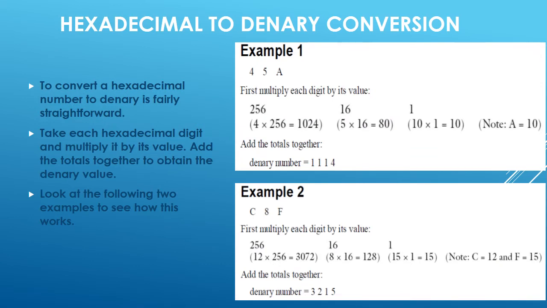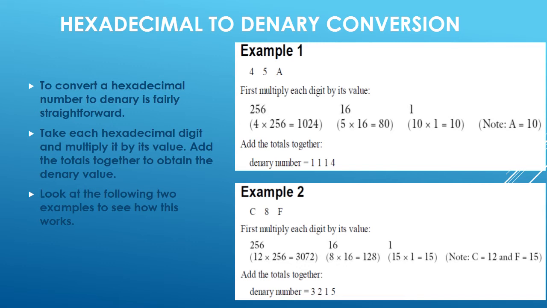To convert a hexadecimal number into the equivalent denary number is fairly straightforward. Take each hexadecimal digit and multiply it by its value. Add the totals together to obtain the denary value. Look at the following two examples to see how this works.